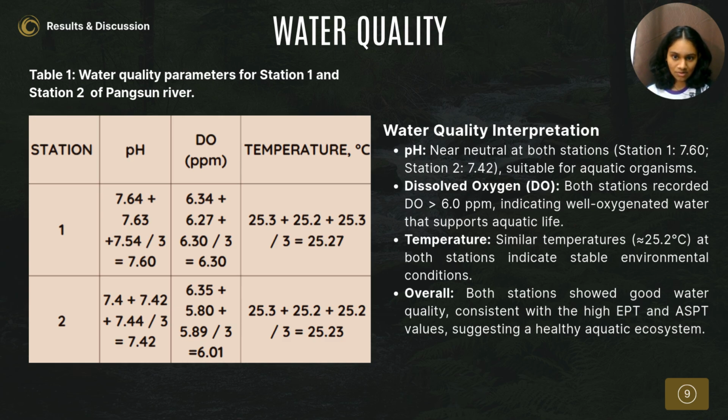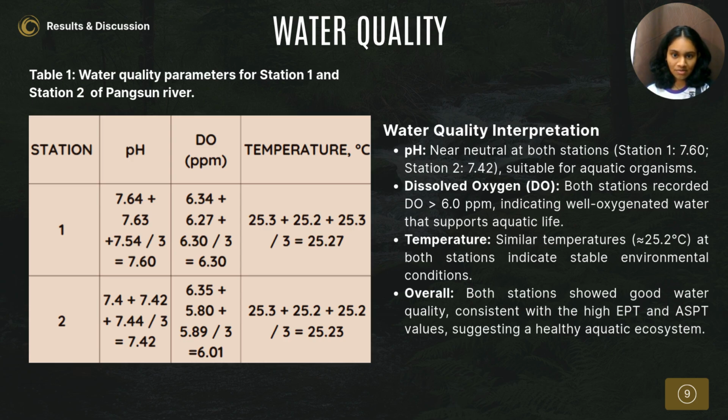Next is the dissolved oxygen. Station 1 had a slightly higher average DO, which is 6.30 ppm, compared to Station 2, which is 6.01 ppm. Both values are above 5 ppm, suggesting that the river is well oxygenated and capable of supporting a diverse community of aquatic macroinvertebrates and fish.